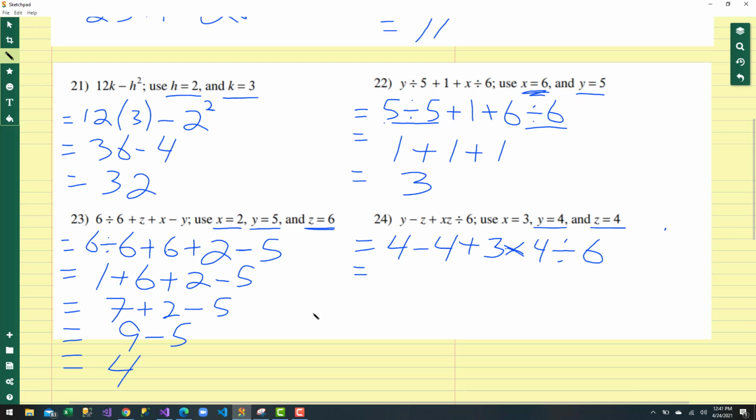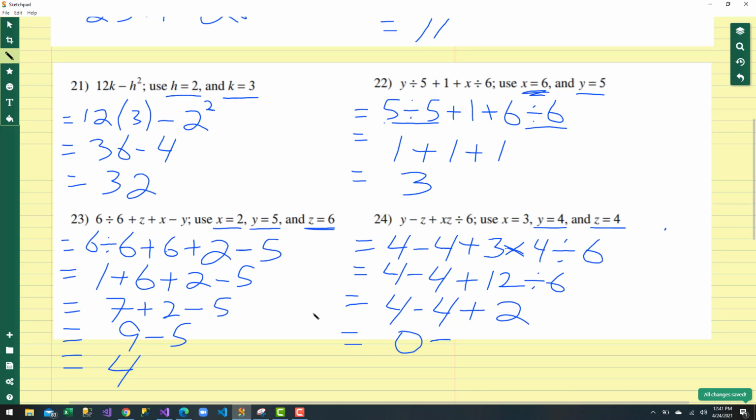Multiplication and division come first. So here I'm going to say 4 minus 4 plus, so 3 times 4 is 12 divided by 6. Remember, one step at a time, don't rush. Again, copy the 4 minus 4 plus, remember division comes first here, 12 divided by 6 is 2. Now apply addition and subtraction. So 4 minus 4 is 0 plus 2. And finally, 0 plus 2 is 2.